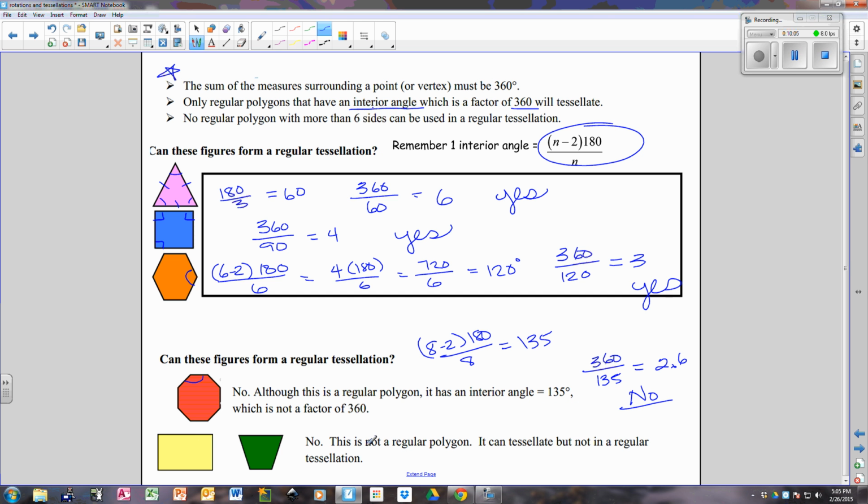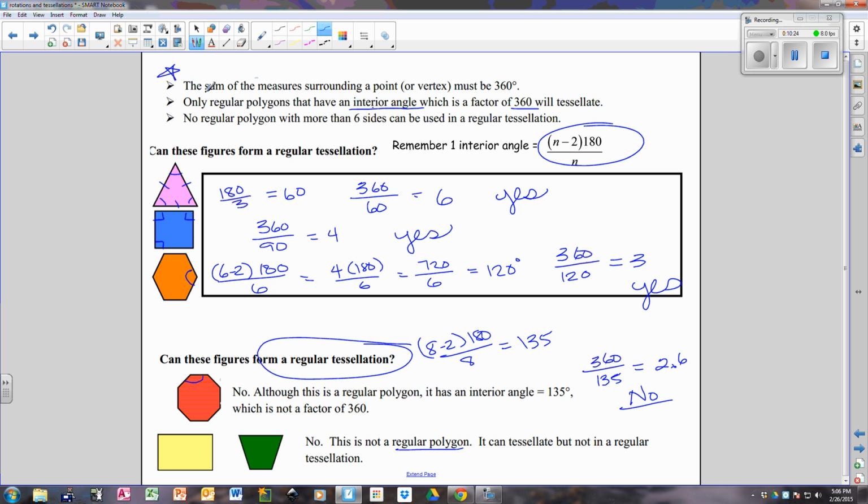And of course, these are not regular polygons. You have a rectangle and a trapezoid. They're not regular polygons, so they're not going to tessellate. I can use them with other figures to tessellate and have an irregular one, but to form a regular tessellation, you have to have a regular polygon and its interior angle has to be a factor of 360.